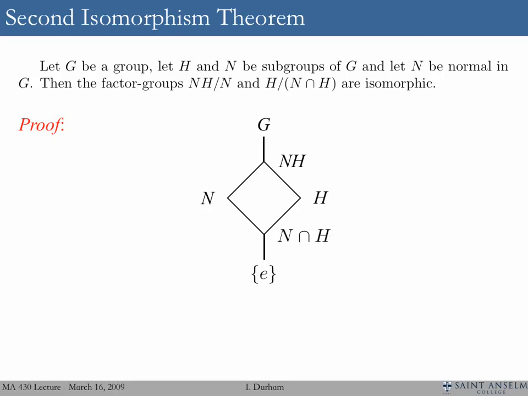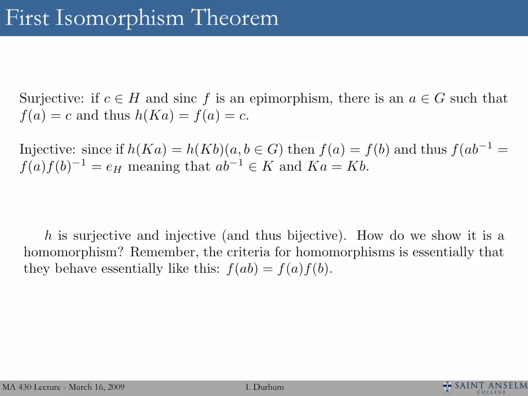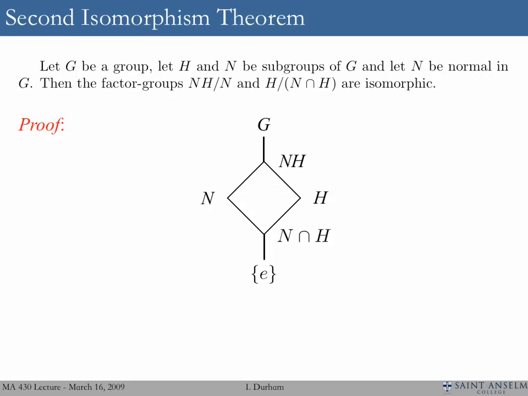Meaning it's got, again, we'll go back here, that basic form, f(ab) equals f(a)f(b). So we know it's a homomorphism, and obviously, if it's a homomorphism, it's an epimorphism. Let K be the kernel of this. Again, the kernel is the set of everything that gets mapped into the identity. Then, by the first isomorphism theorem, H/K is isomorphic to NH/N.